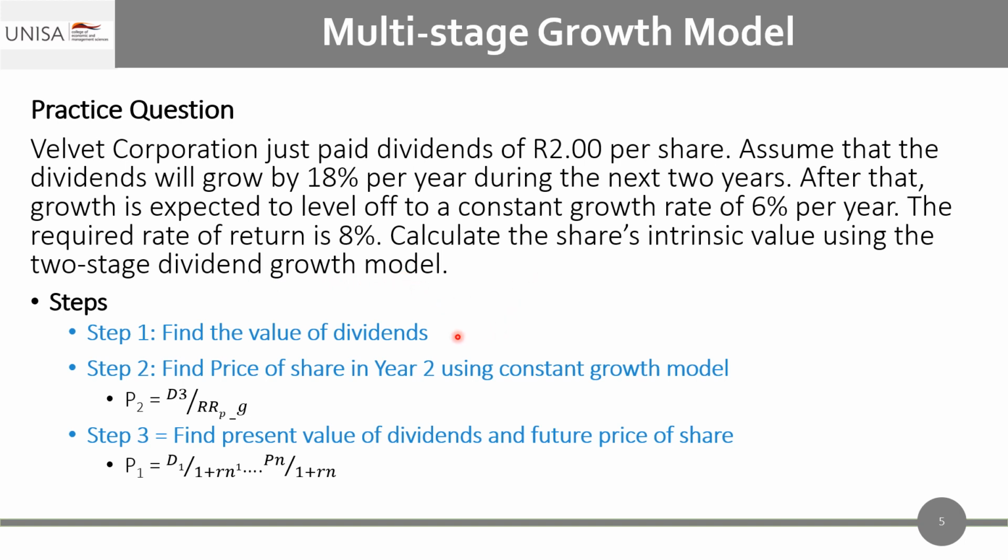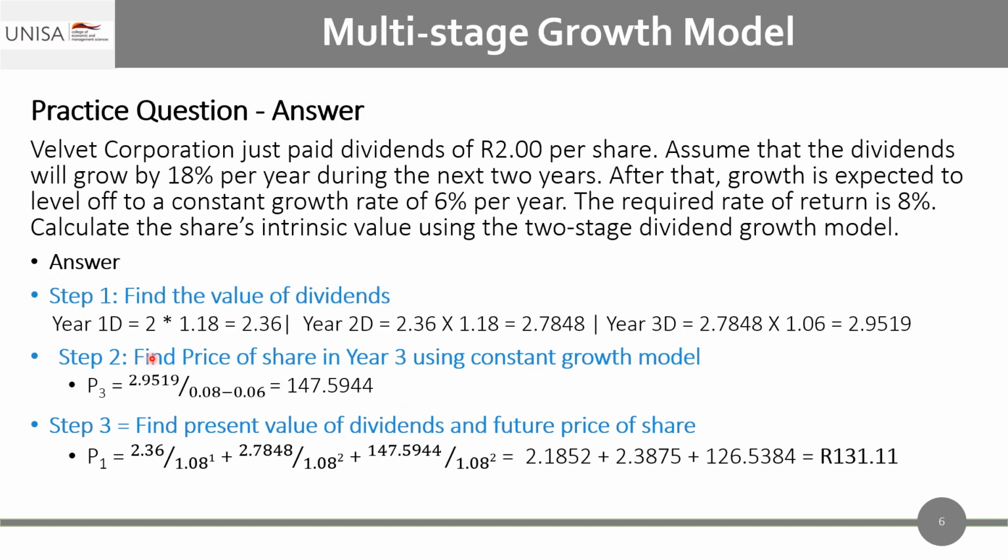So your steps, you find the value of the dividends first, then you find the price in year 2 using the constant growth, then the last step is you then find the present values. Pause and do your practice. Here is your answer. Did you get this 131.11?